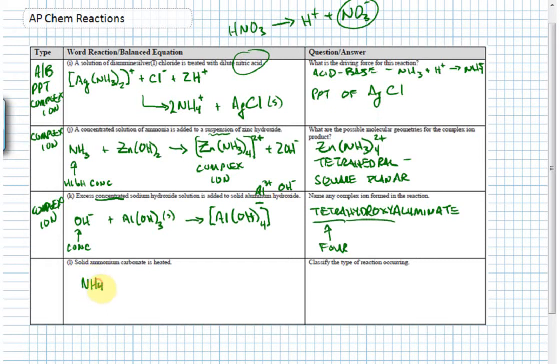So first thing, be able to write the formula. Ammonium carbonate, ammonium polyatomic ion with a +1 charge. I'm going to need 2 of those to balance the carbonate with a -2 charge. Again, ammonium, NH4+, carbonate, CO3 2-. Boy, you do not want to lose points on easy formulas of ionic compounds. Heated. Use that little triangle sometimes, although that's not necessary.